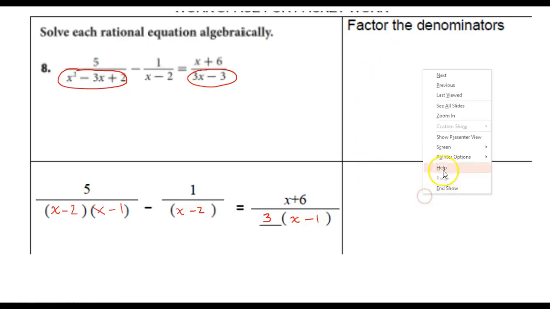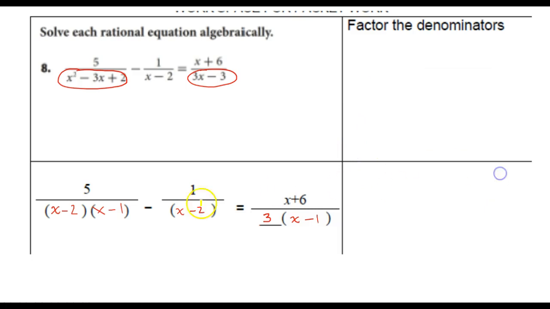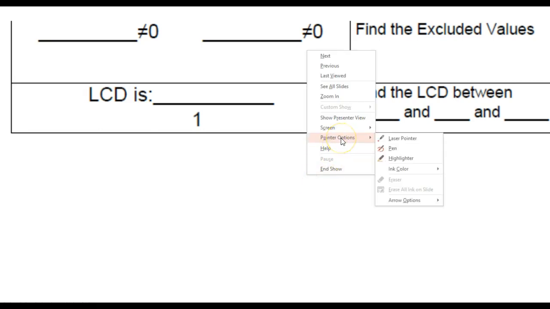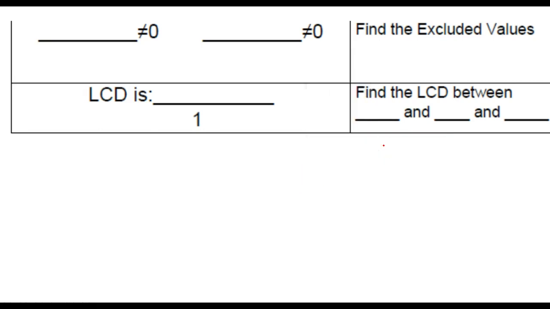So those excluded values are, as I switch over to a highlighter, x minus 2. I'm not going to write it double, but it's pretty much the same denominator. And here, x minus 1, again, pretty much the same denominator. So I'll go ahead and set each one of those equal to 0 and solve that out. So x minus 2 cannot be 0, and x minus 1 cannot be 0. That means x cannot be positive 2, and x cannot be positive 1.